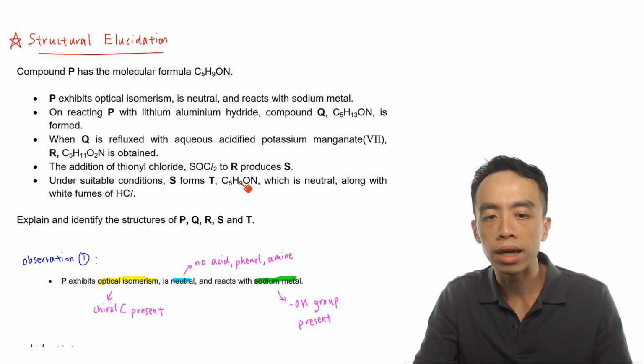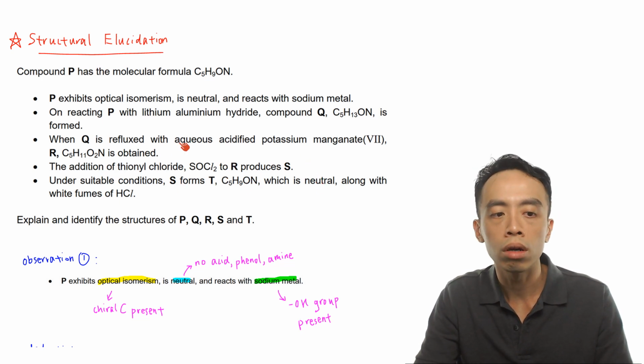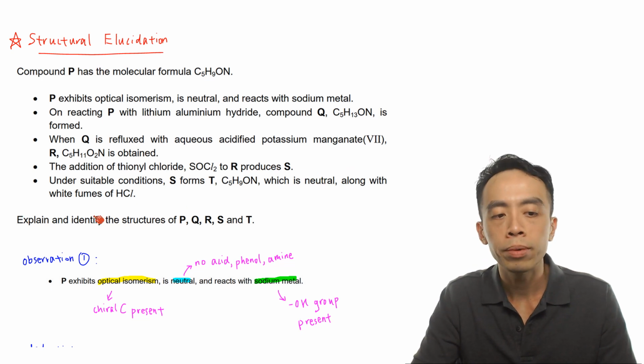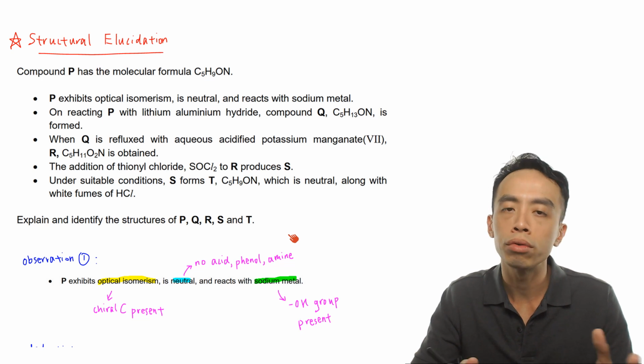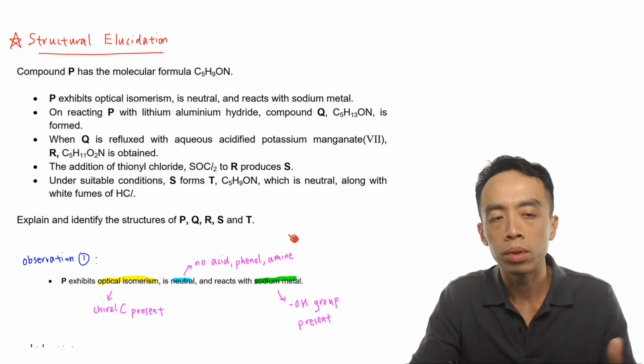Addition of SOCl2 to R will produce S, and under suitable conditions, compound S will form T, C5H9ON, which is neutral, along with white fumes of HCl. Explain and identify the structures of P, Q, R, S, and T. So in total, we have 5 compounds that we want to identify.